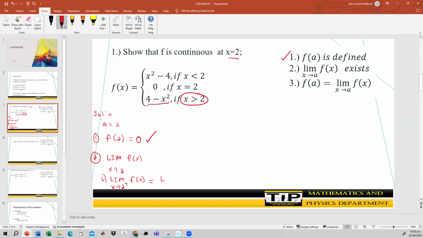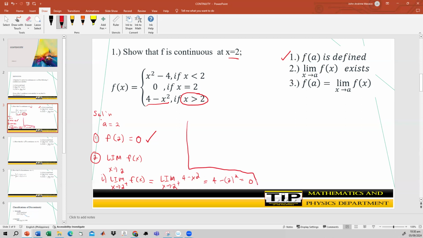So we'll now get the limit of the function, which is 4 minus x squared, because this is the function that satisfies the right side limit as x approaches 2 from the right. Since this is just a polynomial, you just need to substitute directly. So this will become 4 minus 2 squared, which will lead to 0. So we know that the right side limit is equal to 0.